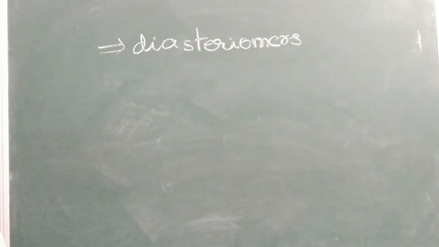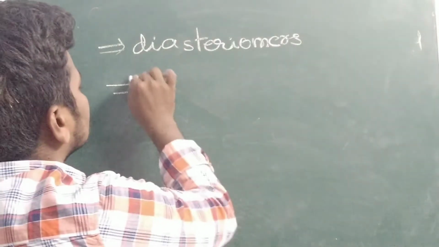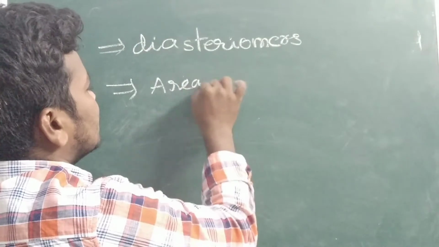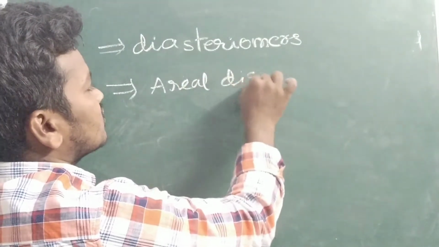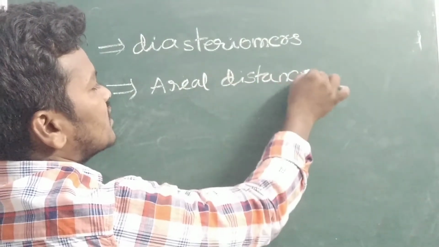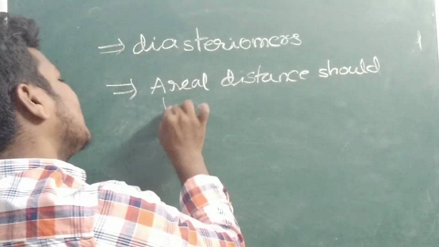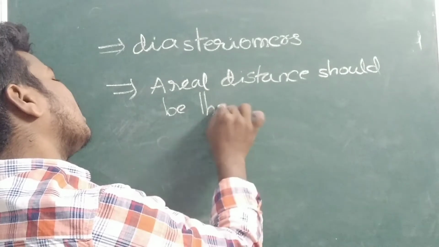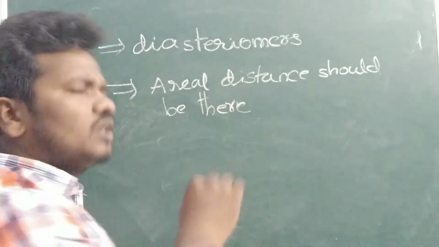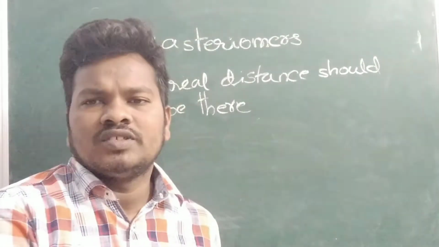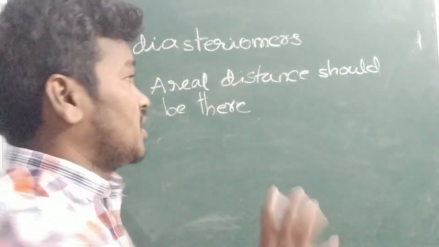So next one, the spatial distance between the groups should be there. That is also we'll discuss. So next one, we can easily separate them by some physical and chemical properties. We can separate them, so that much.